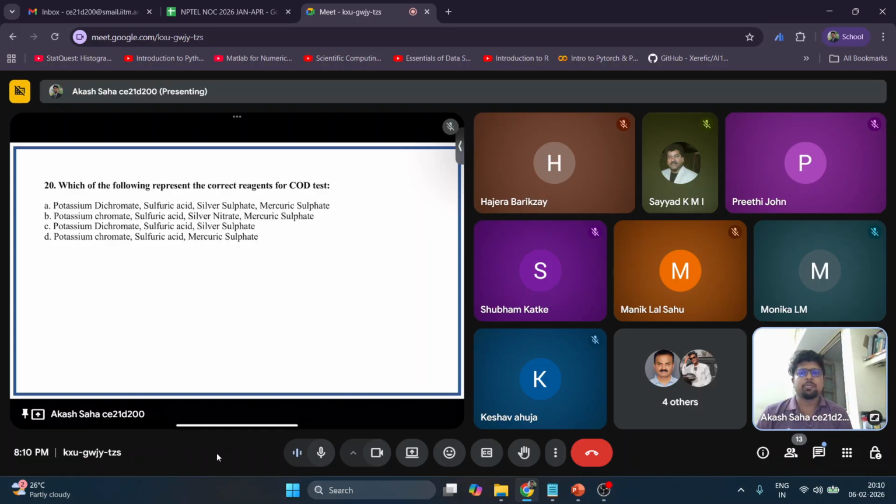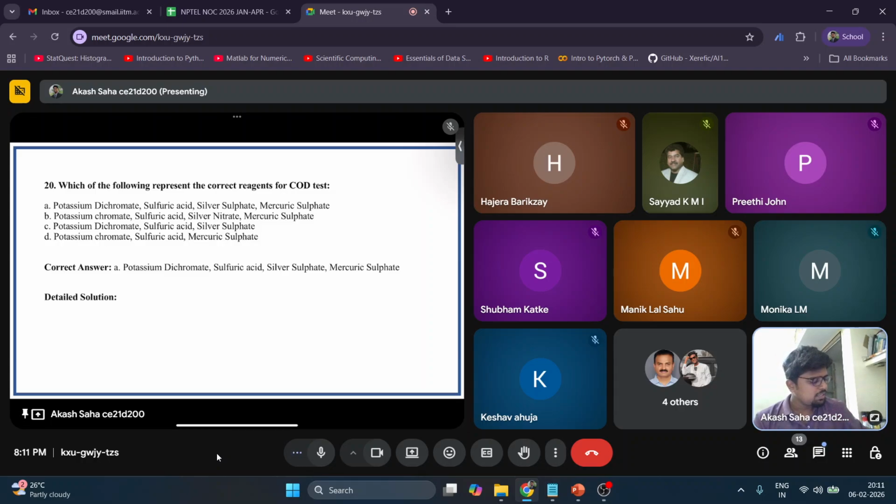The simple thing to be remembered, we have to use a very strong oxidizing agent, because in the COD test we add a very strong oxidizing agent and it will reduce itself and oxidize the organic matter completely, right? That is why it has to happen in the presence of an acid. So sulfuric acid will definitely be there, which is there in all the options. And the strong oxidizing agent is potassium dichromate. So potassium dichromate and sulfuric acid are the primary reagents for a COD test.